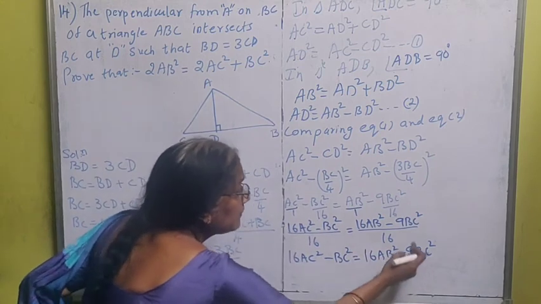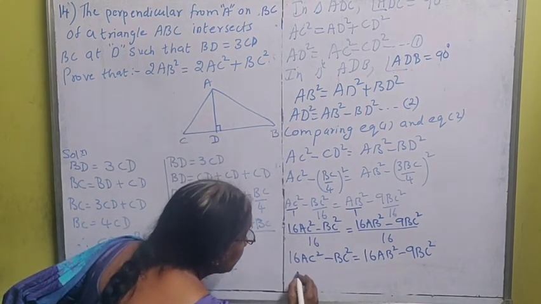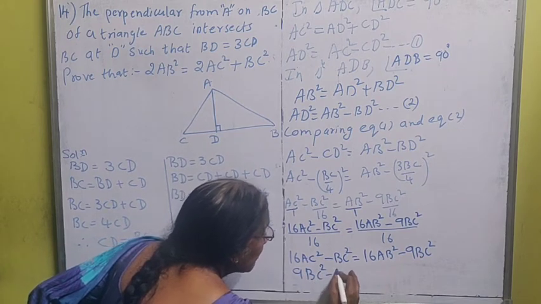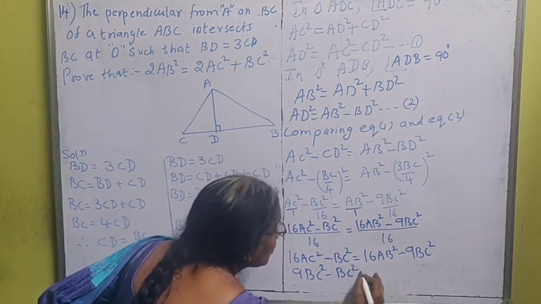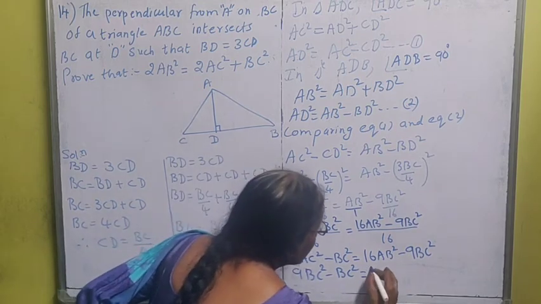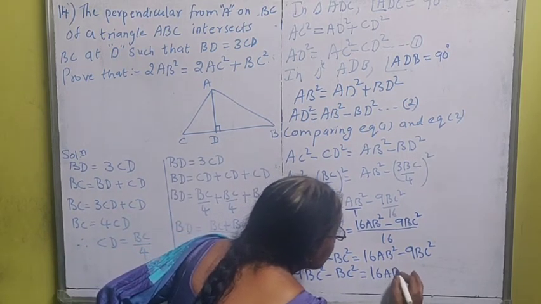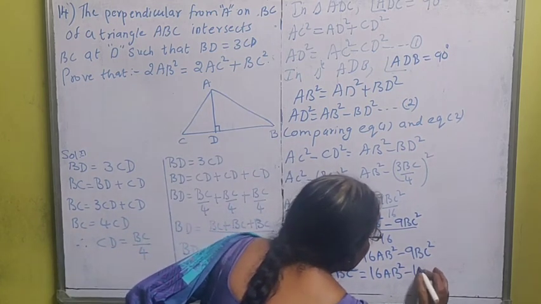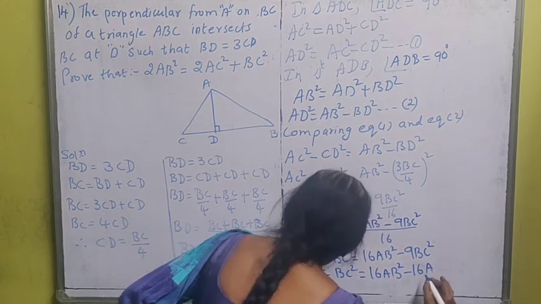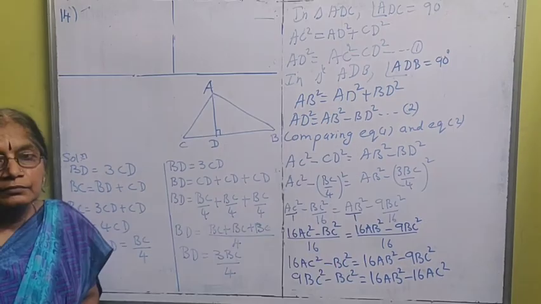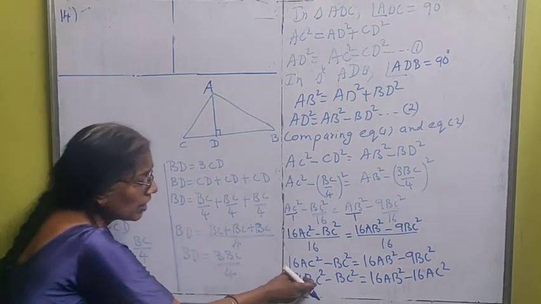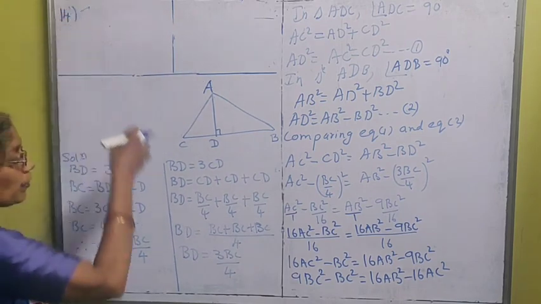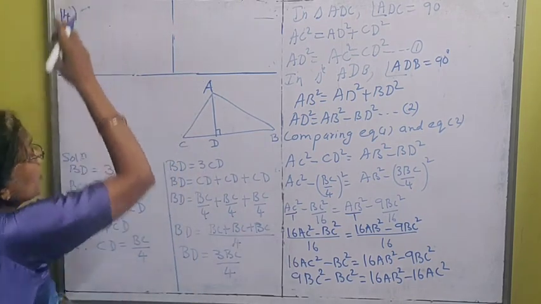So minus 9BC² when it comes to the left-hand side will become plus. So 9BC² minus BC² is equal to 16AB². This is plus, so when it comes to the right-hand side it will become 16AC². Space is not there, so I have erased the question and I am going to continue the calculation over here.